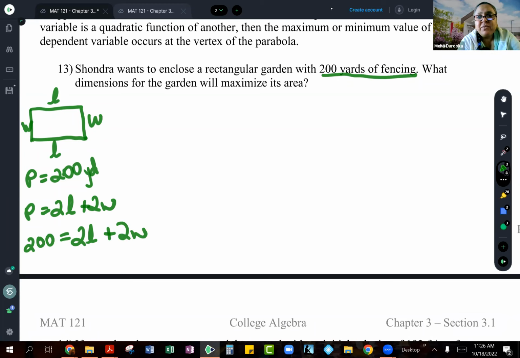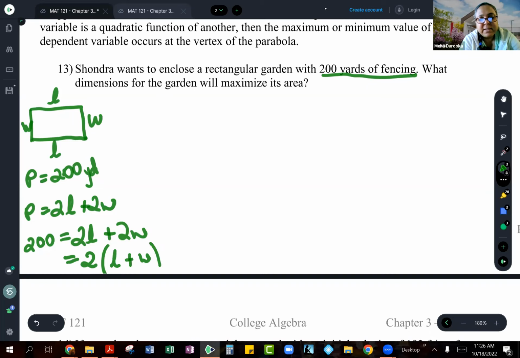So we're going to have to clean this up a little bit. Since you can see that you have that 200, which is 2 times the length and 2 times the width, since both of them have a 2 in common, we can actually factor out that 2 on the outside and then leave the length plus the width on the inside. So you're basically taking 2 from both of them and bringing it outside. And the reason we're doing this is so we can simplify this equation a little bit.